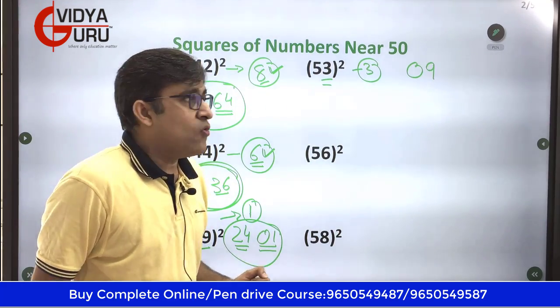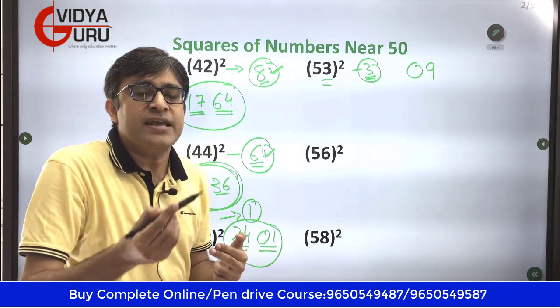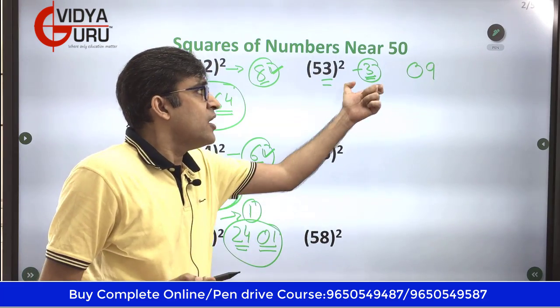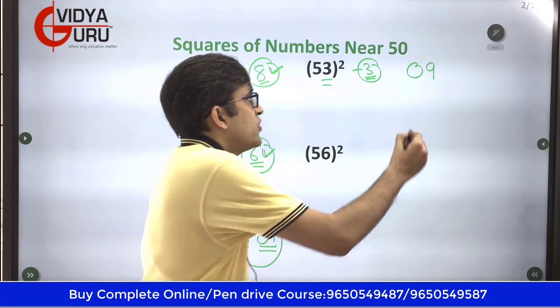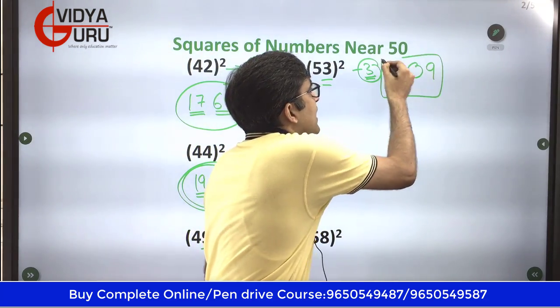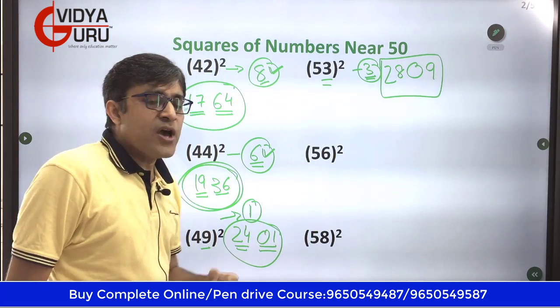Sure? And now students, this 3 is going to be added to 25. Earlier we were subtracting. Now we are going to add this 3 to 25 and it becomes 28. So 2809, that becomes the square of 53. Sure?